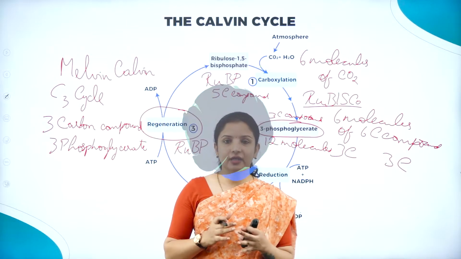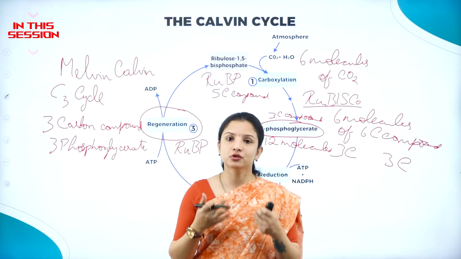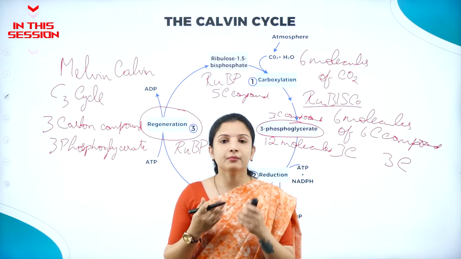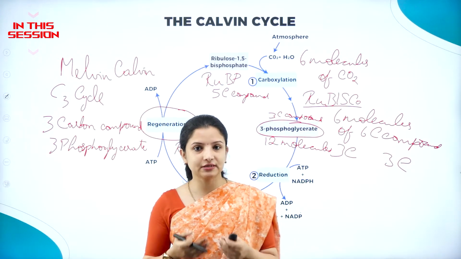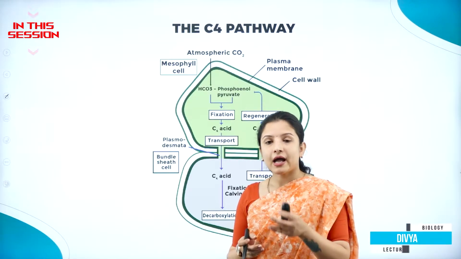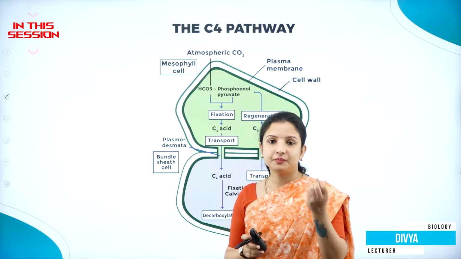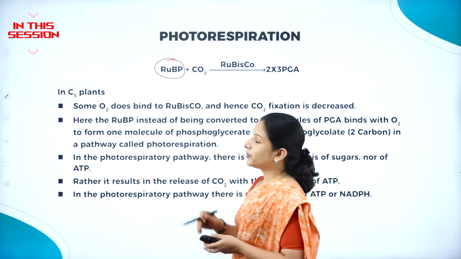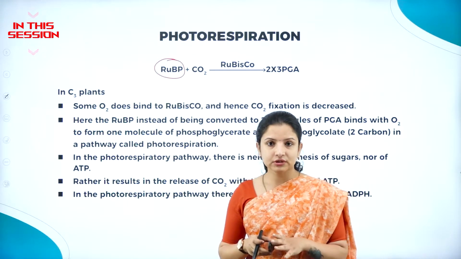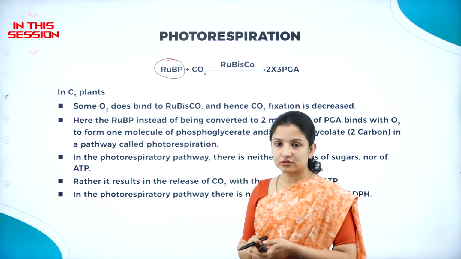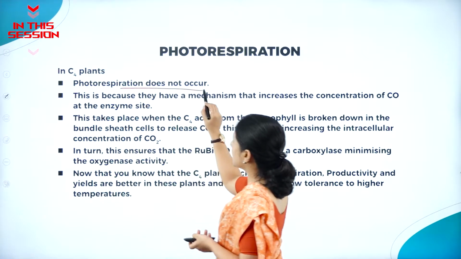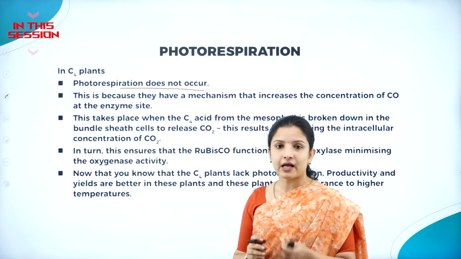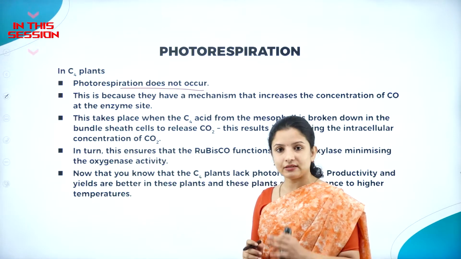The main aim of the Calvin cycle is to produce glucose, which is the byproduct of photosynthesis. The C4 pathway actually occurs whenever the plants do not receive enough carbon dioxide. RUBP is ribulose 1,5-bisphosphate. Photorespiration does not occur in the C4 plants. It is only seen in the C3 plants.